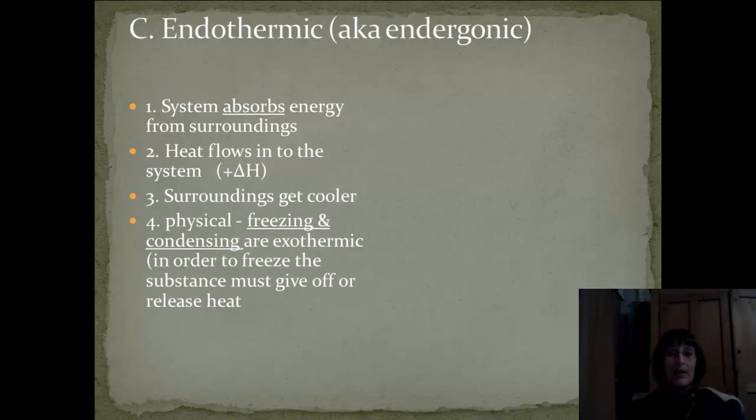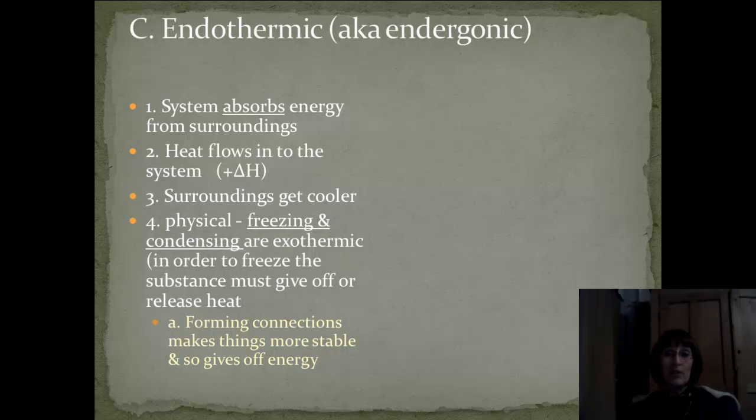Physical freezing and condensing are exothermic, so it looks like number 4 on each one of the last one and this one. It looks like I swapped my number 4s on there, so I'll try and fix that. So physical freezing and condensing are exothermic. In order to get the liquid to change into a solid, you've got to release the heat. So this number 4 really should go with the exothermic, and the other number 4 should go with the endothermic. So you might want to make a little marking on your notes for that. Forming bonds actually makes things more stable, and so it actually gives off heat to the surroundings.